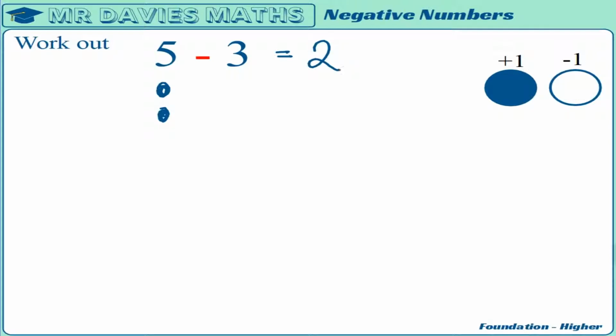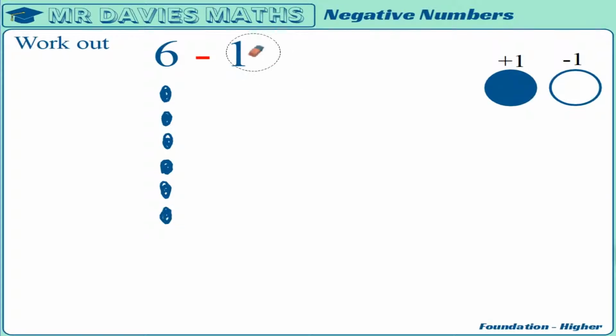Next question. So I start off with 6 positives. 1, 2, 3, 4, 5, 6. And again, because it's a takeaway question, I'm going to eliminate a positive 1. So eliminate 1 positive 1. What am I left with? That would be 5 positives. Now I'm sure you could have done those in your head, but it's the concept we're trying to figure out here.